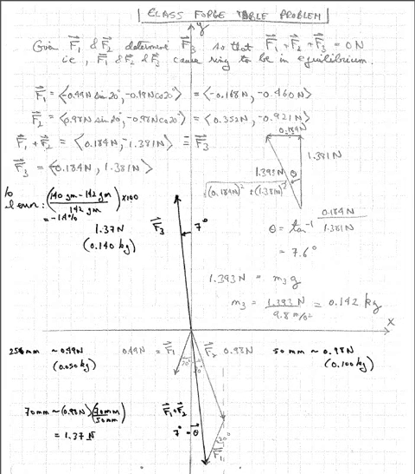And so I can use Pythagoras to figure out what the length is here, and it turns out to be 1.393 newtons. And then I use an inverse tangent to figure out what the angle is, and it's 7.6 degrees. And so the exact solution gives me an angle of 7.6 degrees compared with my graphical solution of 7 degrees. So, you know, that's a little bit less than a 10% error.